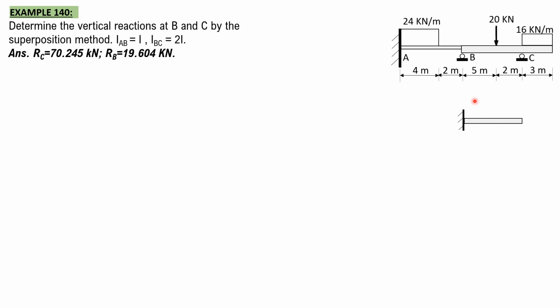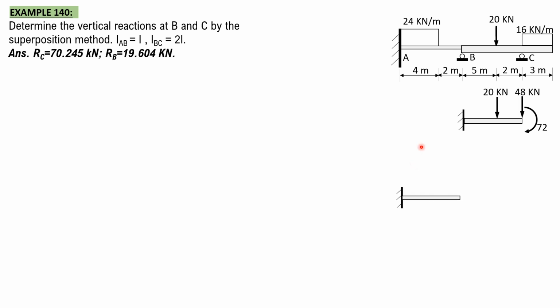So I want you to have presence of mind, and let's transmit the effect of the 16 kilonewton per meter load. 16 times 3 is 48, so we change this loading into 48 at the end C. Then 16 times 3 times 1.5, that is 48 times 1.5. We have 72 kilonewton-meter clockwise couple as shown.